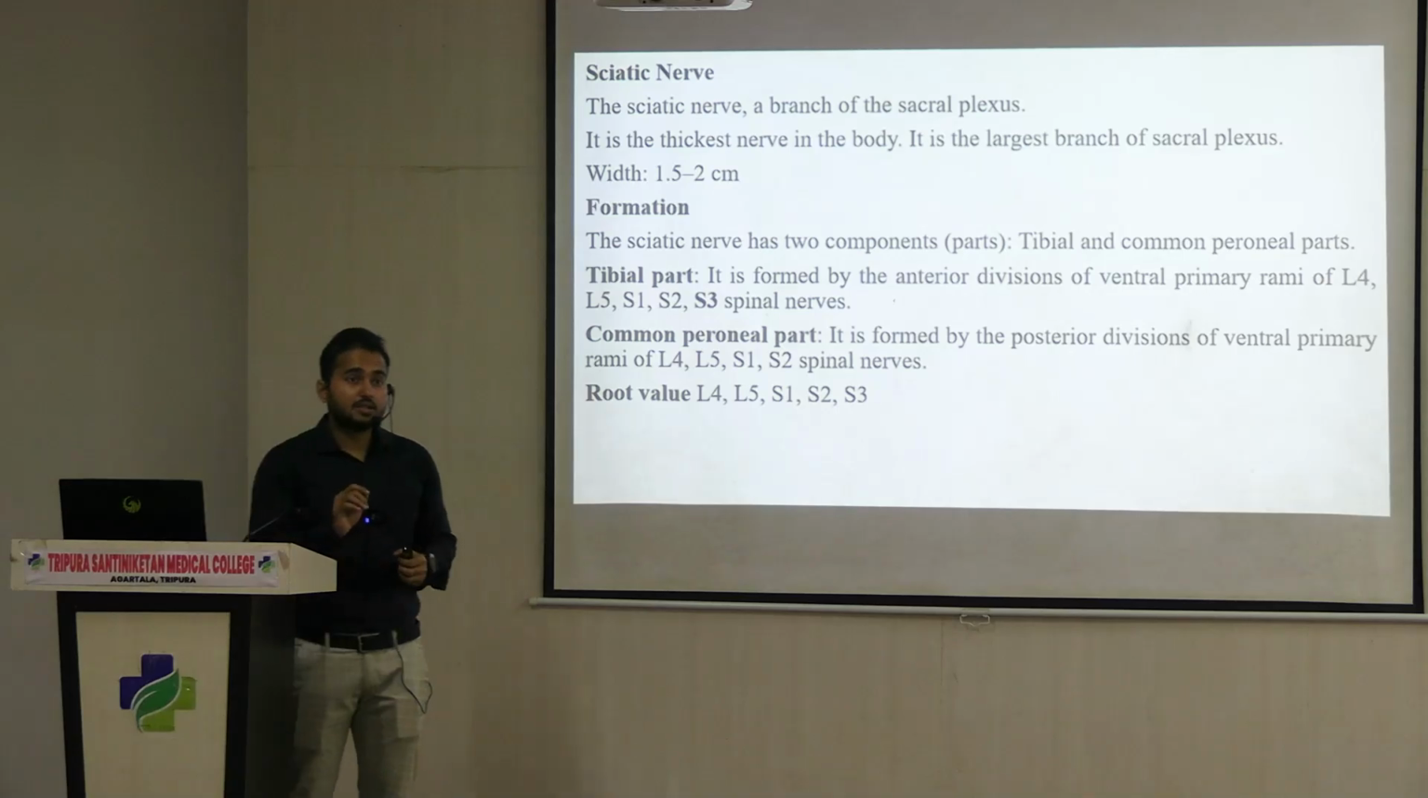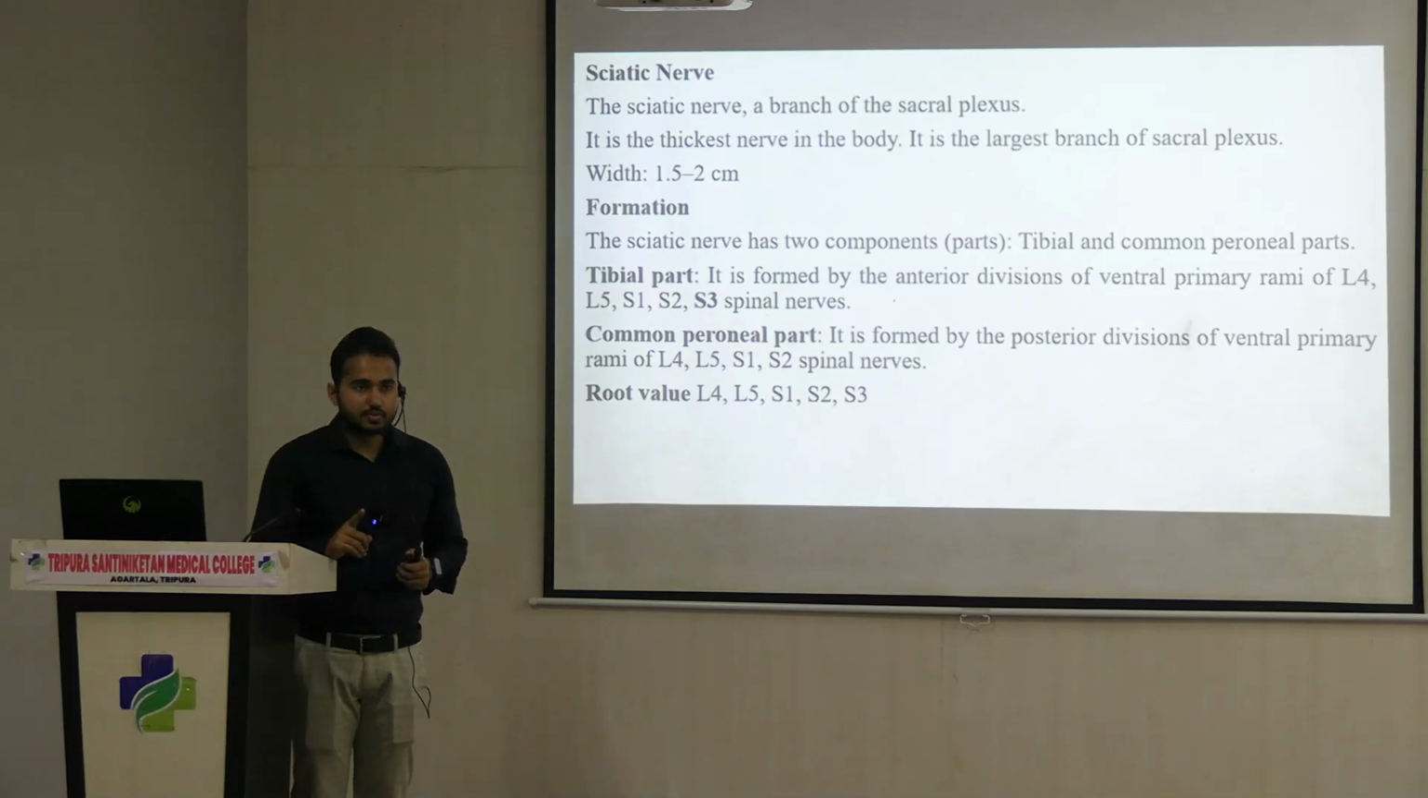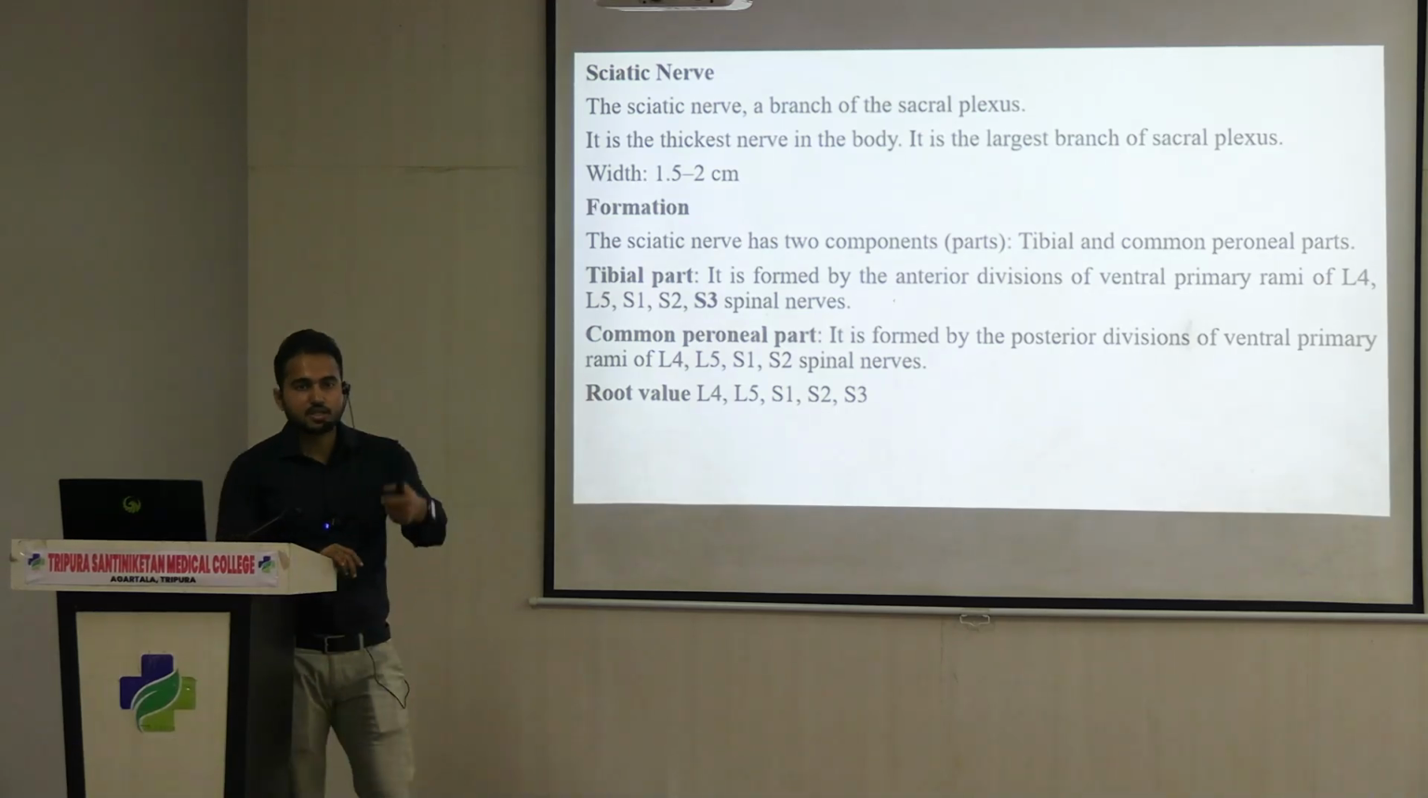See why I am asking? Because when you write the course of the sciatic nerve, at that time you have to mention what are the areas where the sciatic nerve is present. For example, it is present in the gluteal region. It is present in the posterior compartment of the thigh, and then it is extending up to the popliteal fossa, the superior angle of the popliteal fossa.